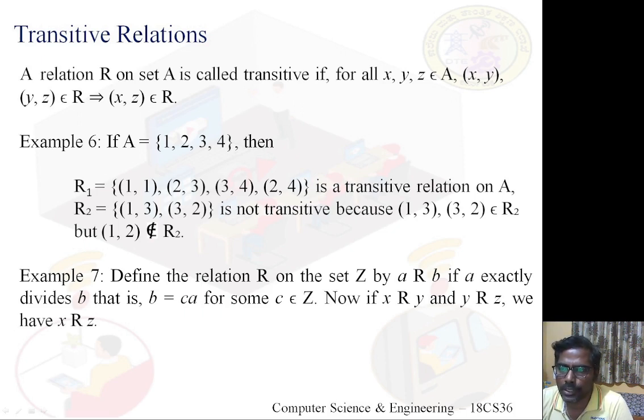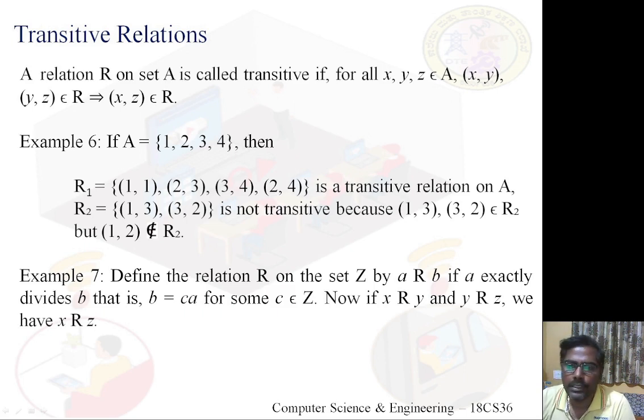So let me check whether R1 is transitive. In R1 we have pair 2 comma 3 and pair 3 comma 4. Also we have pair 2 comma 4. So it is transitive. I mean I have the pair 2 comma 3 and 3 comma 4, so I should have the pair 2 comma 4 in order to call it transitive.